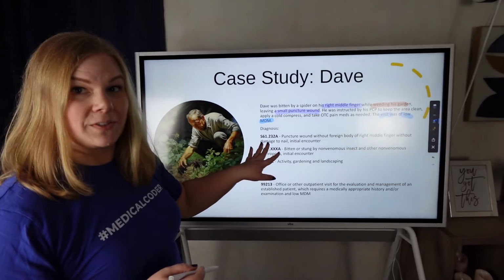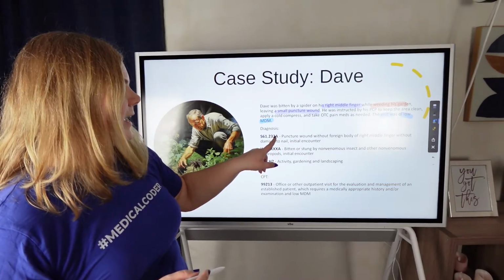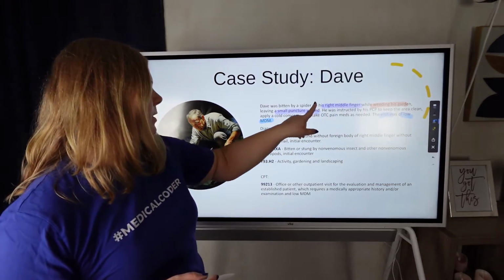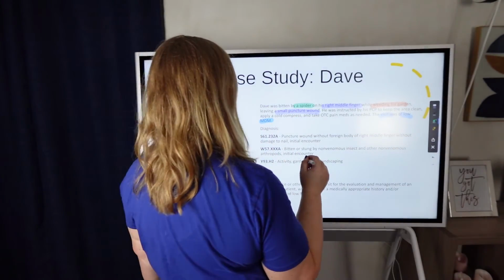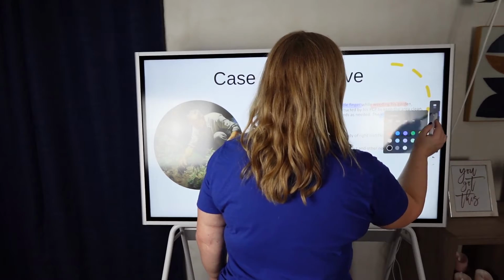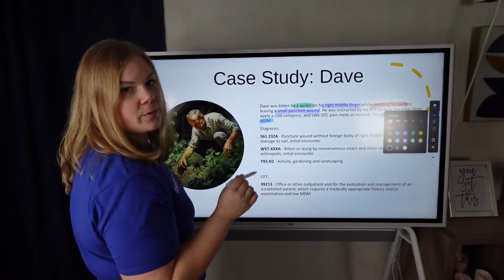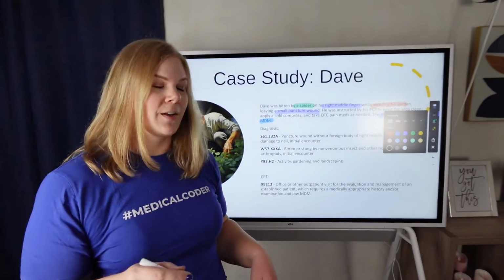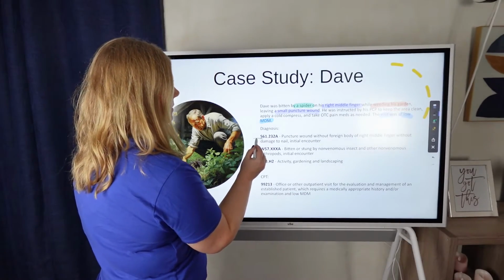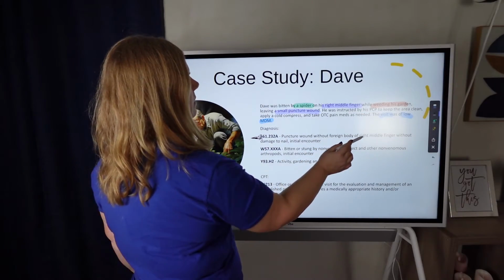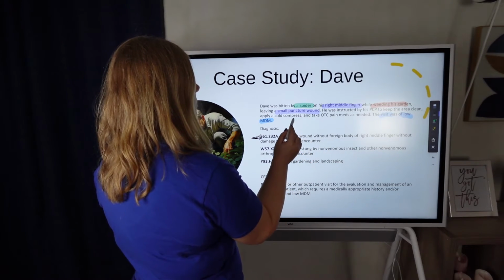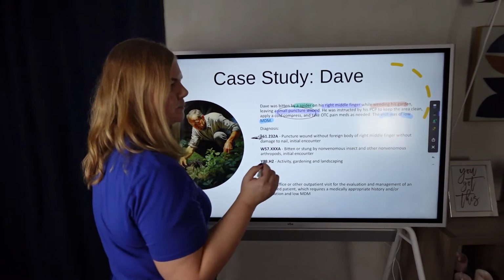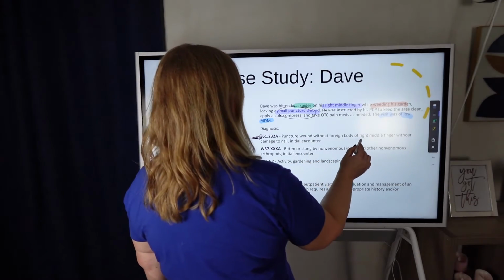So we have a couple of different diagnosis codes here, because what else do we have here? He was weeding his garden, it was on his right middle finger, it was a puncture wound, and it was by what? He was bitten by a spider, okay? So when we look at this, we have a couple of things. First and foremost, we want to code the injury, right? So the injury itself is going to be this puncture wound without foreign body of the right middle finger, without damage to the nail, initial encounter. That's for the puncture wound, right? And we know it was also on the right middle finger.